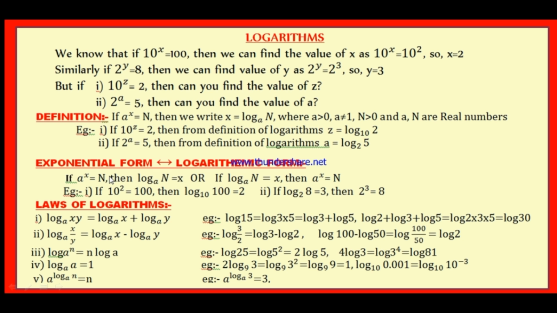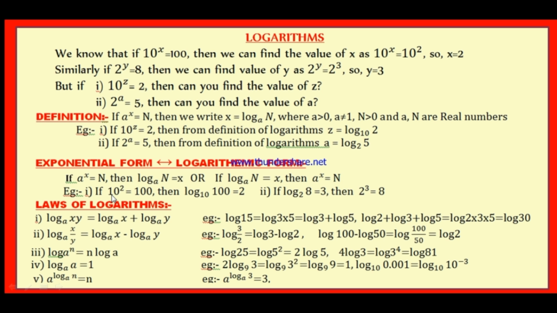Here if you observe both, how do you remember this? In exponential form, a power x is equal to n, the base is a. In logarithmic form also the base is the same, a. Therefore, if a power x is equal to n, this is the exponential form. If we are asked to write this exponential form into logarithmic form, then you can write the same equation as log n to the base a is equal to x. Or you can change the logarithmic form to exponential form also. That is, if log n to the base a is equal to x, then you can write the same equation in exponential form as a power x is equal to n.